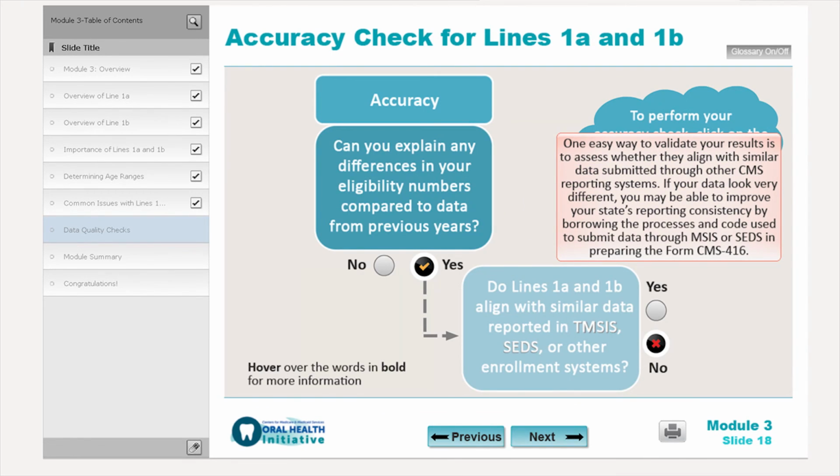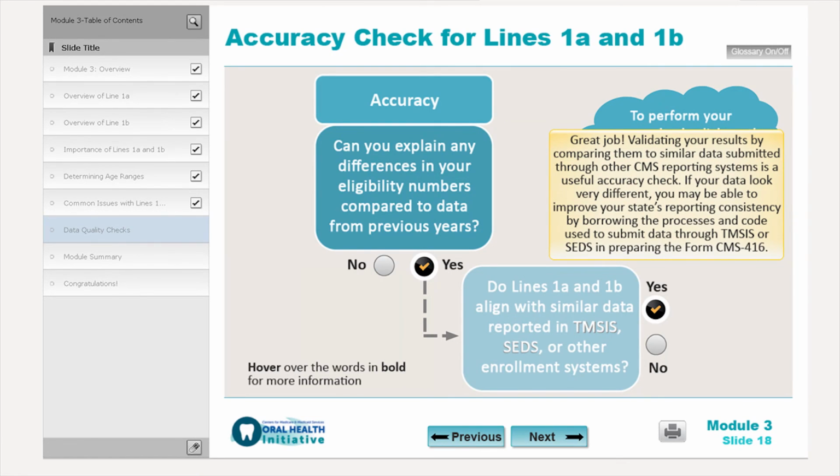If you answered no, keep in mind that one easy way to validate your line 1A and 1B results is to assess whether they align with similar data submitted through other CMS reporting systems. If your data look very different, you may be able to improve your state's reporting consistency by borrowing the processes and code used to submit data through TMSIS or SEDS in preparing the Form CMS-416.